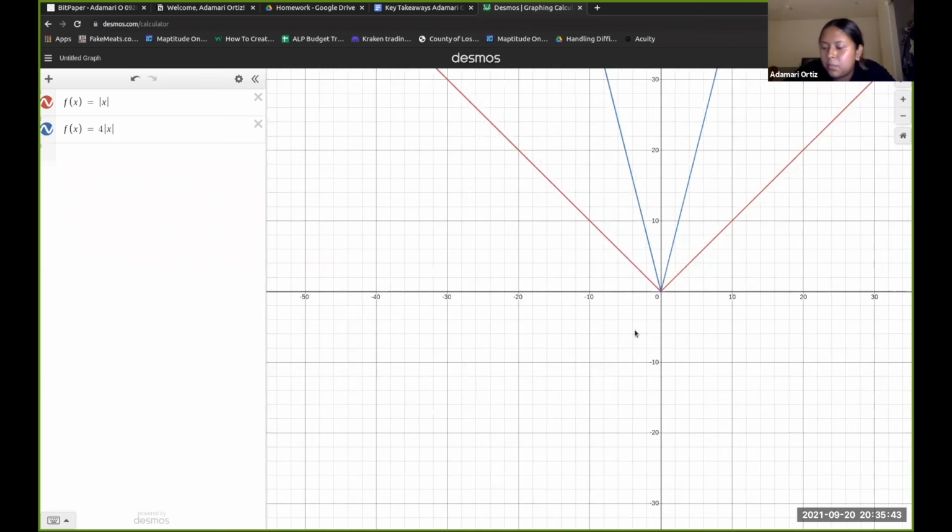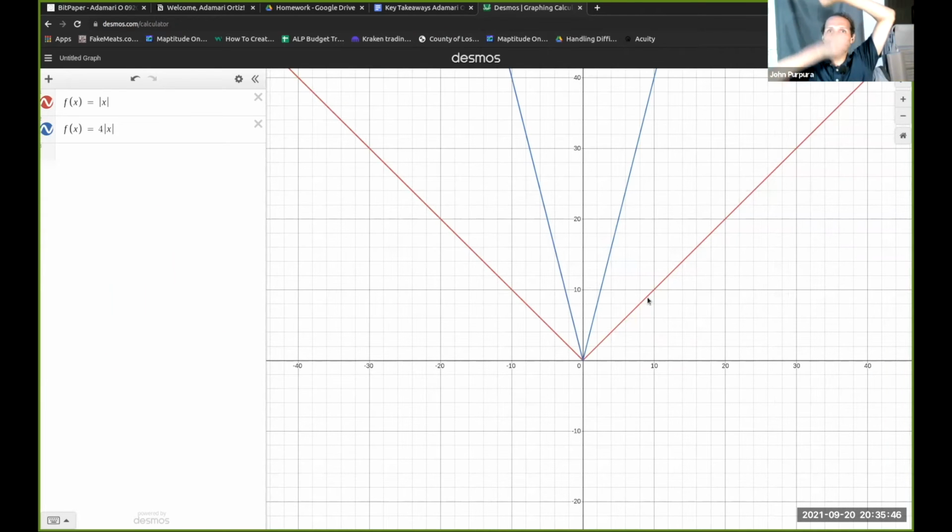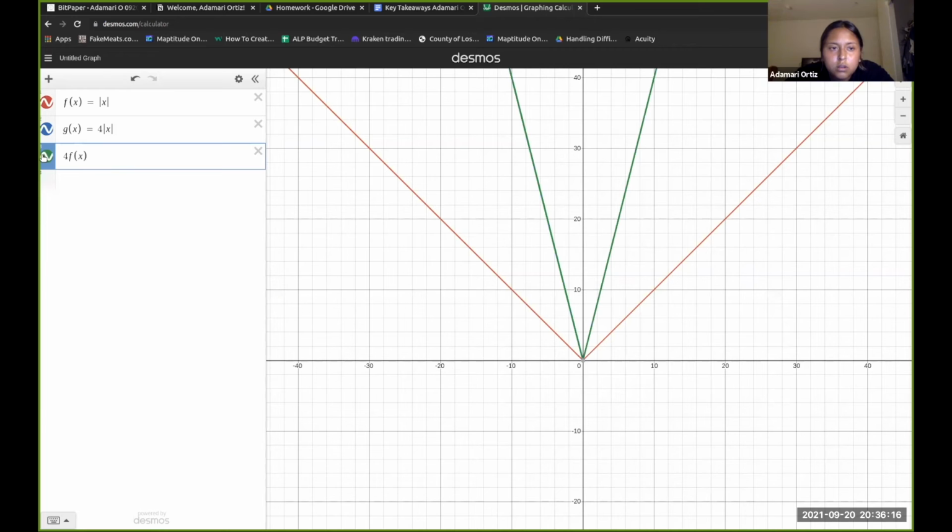What also happens is you can think of this as stretching it out vertically 4 times its length. So what they're trying to get at here is that if I had written this a little bit differently, if I put this as g(x), 4 times f(x), what you'll see is a green function that just overlaps the blue one. So if you stretch out f(x) 4 times in the y direction, you're just going to get 4 times the absolute value of x.